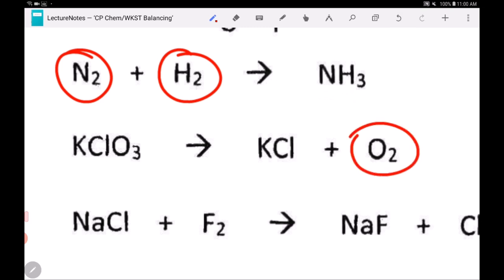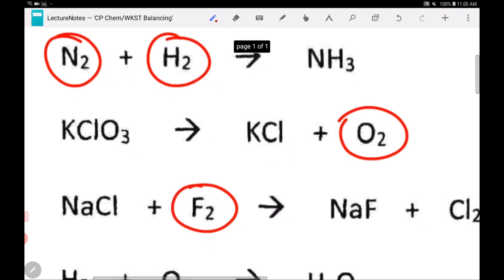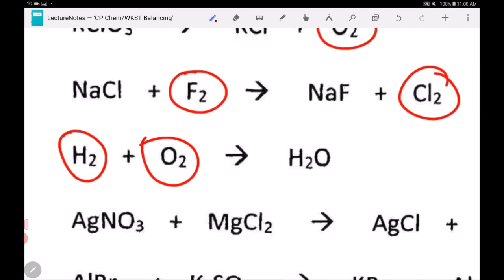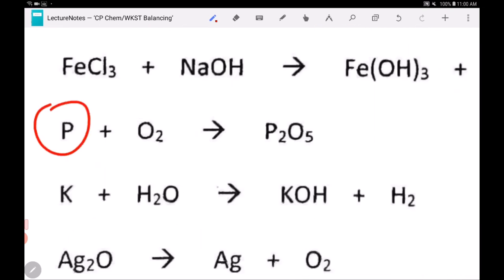Here's oxygen, it's diatomic. Here's fluorine, fluorine is diatomic. Here's chlorine, chlorine is diatomic. Hydrogen, oxygen. Here's phosphorus. Phosphorus is by itself. Is it diatomic? No. Here's potassium. When potassium's by itself, is it diatomic? No. Here's hydrogen. It is, so there's a 2 there. But there's no 2 here.